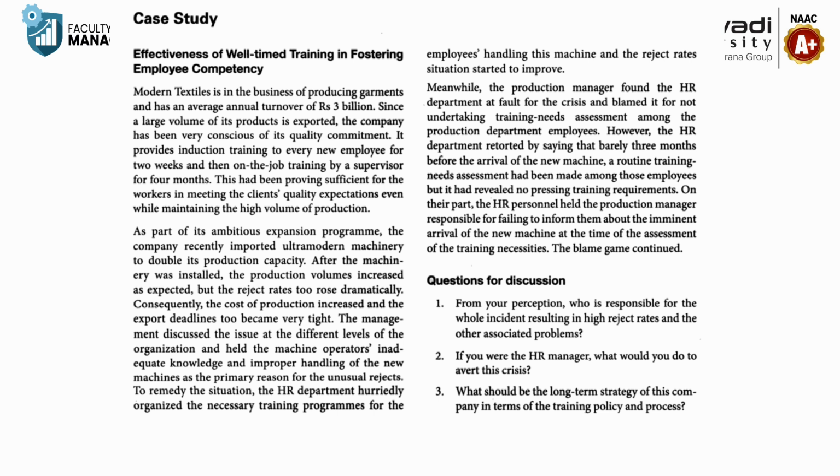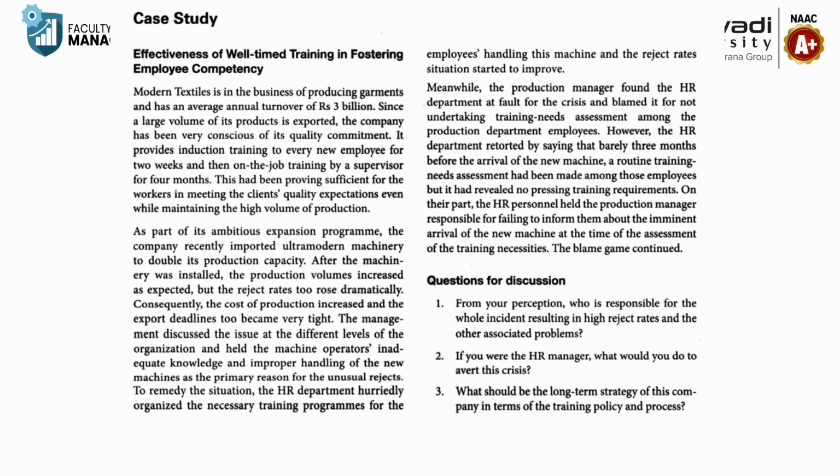Consequently, the cost of production increased, and the export deadlines too became very tight. So what is happening? The cost of production has increased and the export deadlines have become very tight, because now there's some problem. Cost of production has obviously increased, deadlines are tight because you have increased the production, and the rejection ratio is also high.